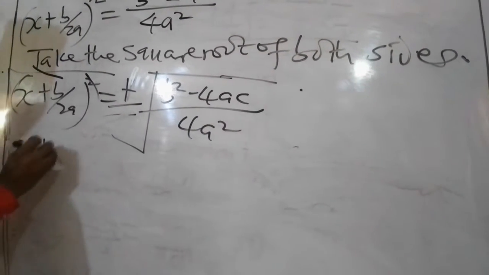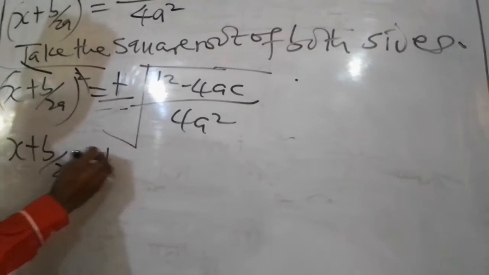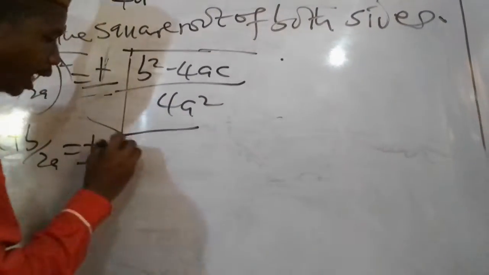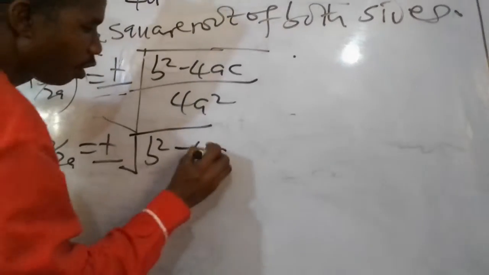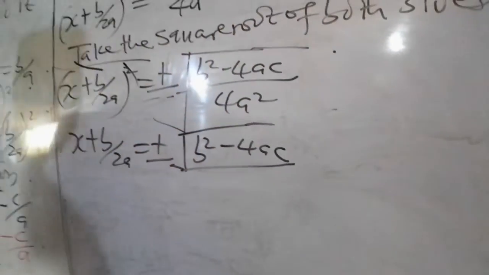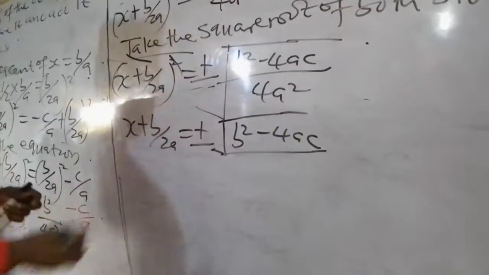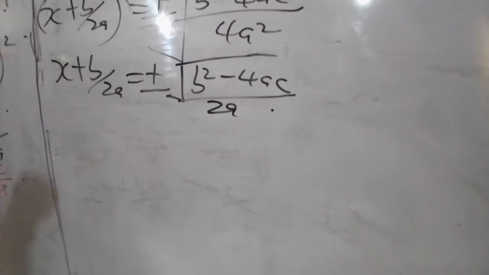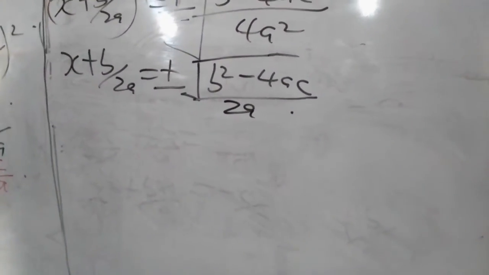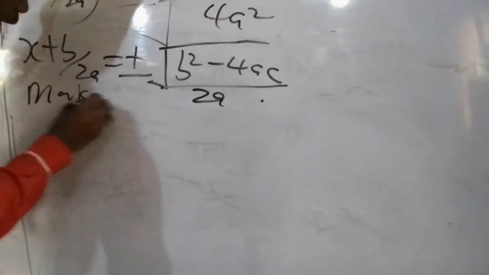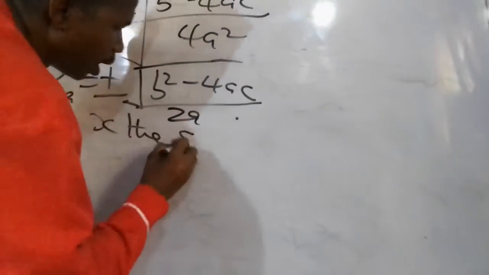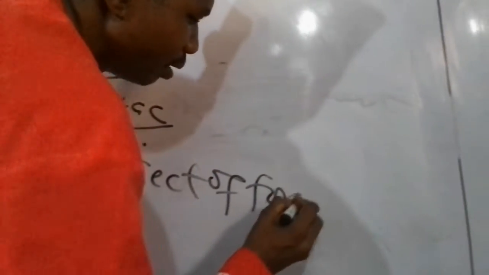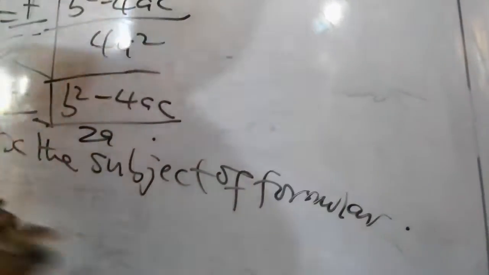Then we have x plus b all over 2a equals positive or negative square root of b square minus 4ac, which doesn't have a square root, so we write it as square root of b square minus 4ac all over the square root of 4a square, that is 2a. That's 2a. Now we make x the subject of the formula.